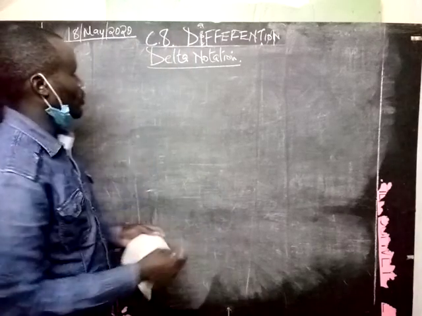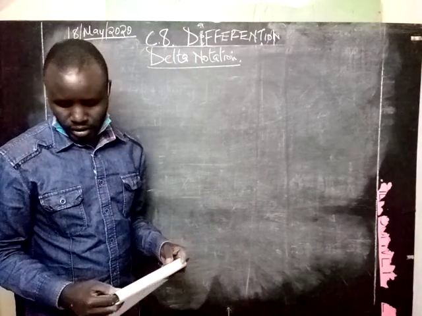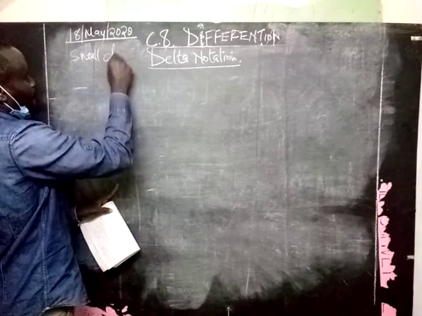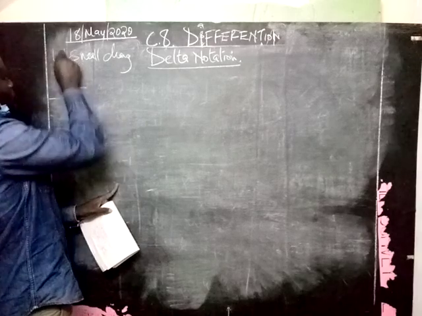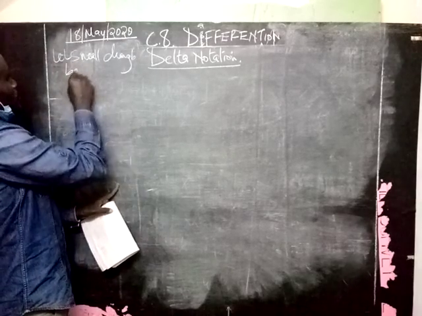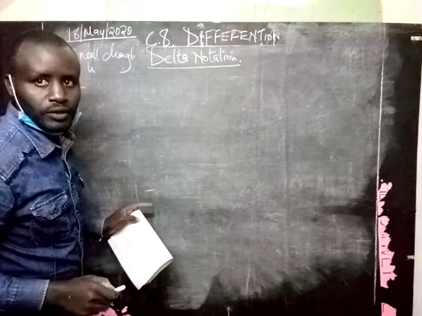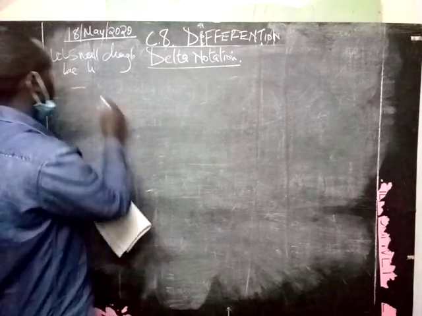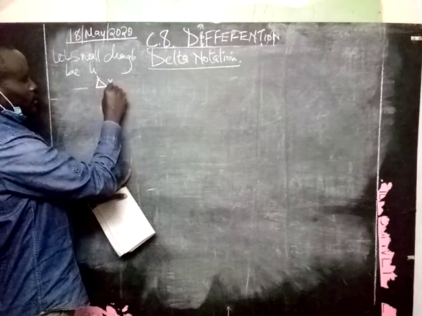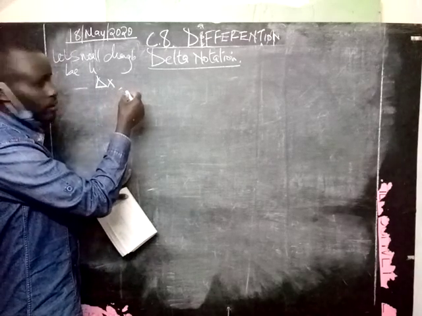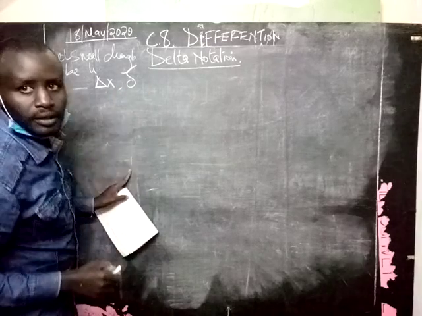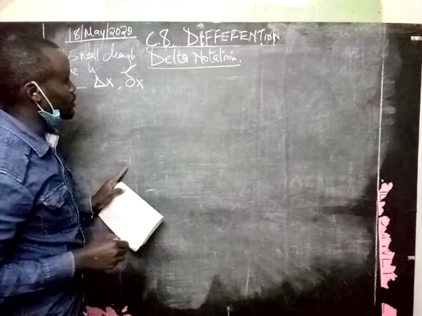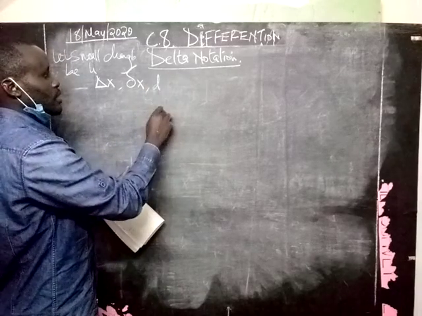So we are now at delta notation. Remember that we said a small change. We let the small change be h. For this case, I want us to introduce the term delta. It is a Greek letter, a small letter, written this way, to represent delta x, or we can just say dx.